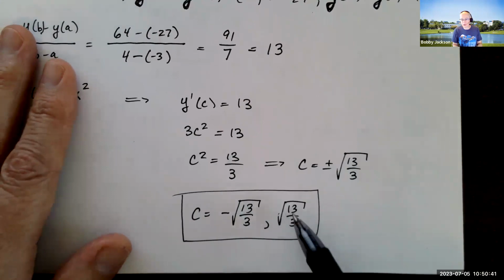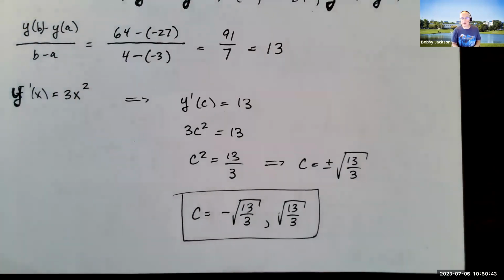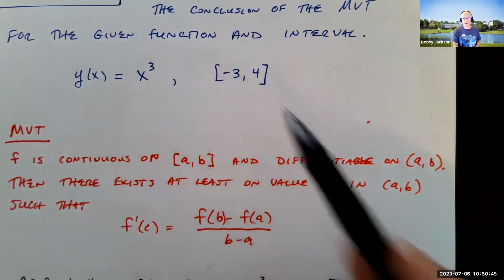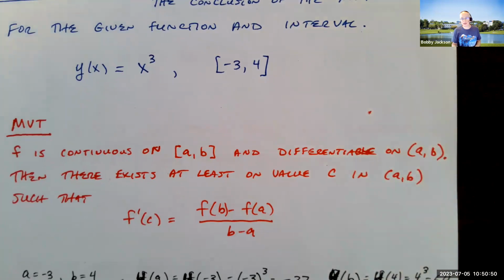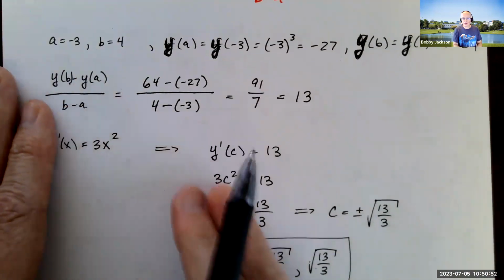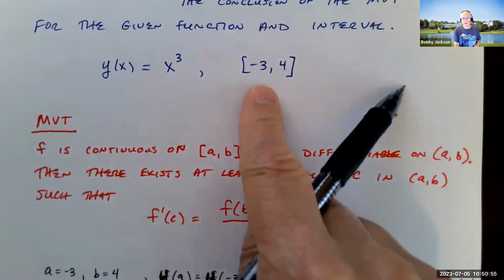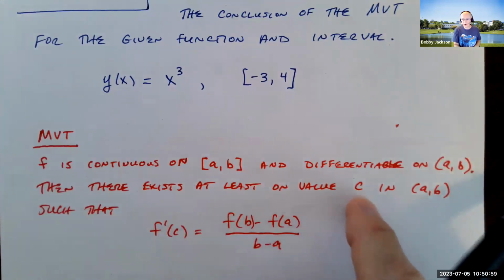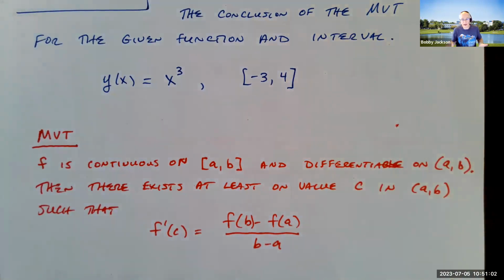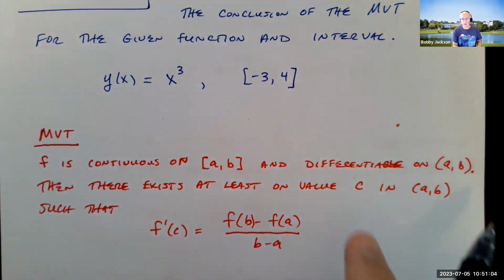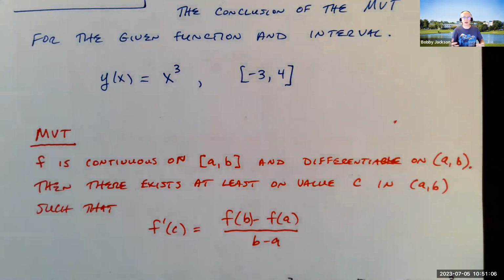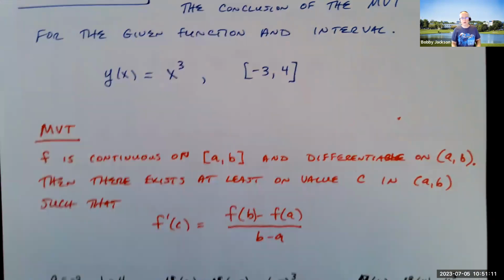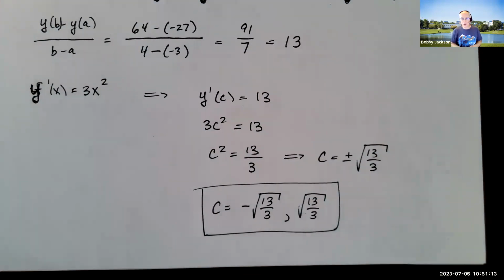If you take your calculator and do 13 thirds, and take the square root of that, you'll see both of these numbers are in this interval between -3 and 4. That's important too. If you get anything for C here that's not in this interval, then that's not the values of C we're talking about, because the values of C we're looking for are in this interval. You could have other values of C outside the interval. The derivative could be equal to this average rate of change at values that are, say, more than 4 or less than -3. But in this case, we want to include them.